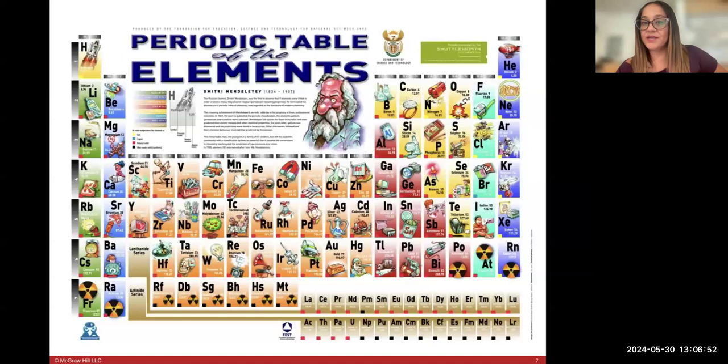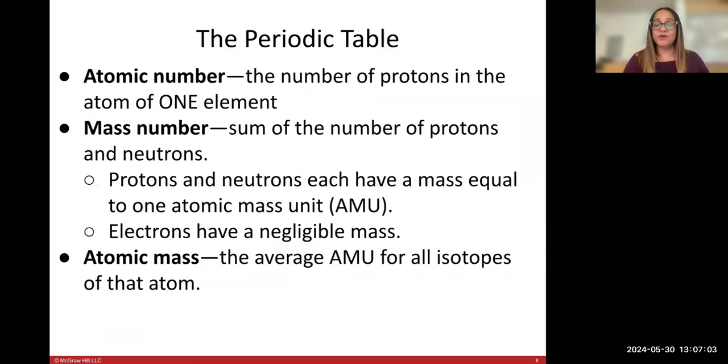So there's your periodic table of the elements. This is kind of a fancy one to illustrate what the elements actually do, what they make up. There's a lot of information you can glean from the periodic table.